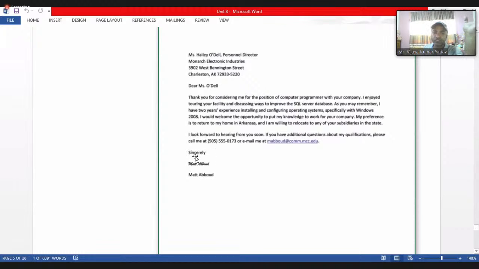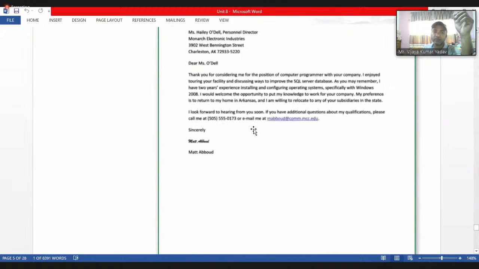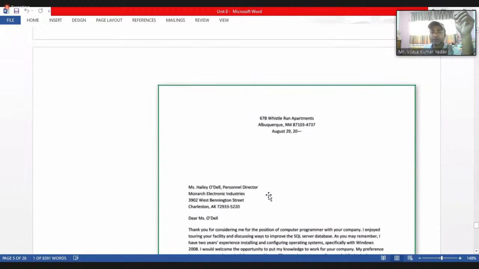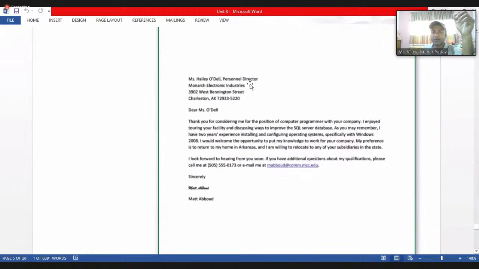Sincerely, and below sincerely, a 2-line gap. In the 2-line gap you will do the signature, and then below the signature you will write your name, and then you can leave a 2-line gap and close the box. So you have more gap given, a 2-line gap, and close the box. Okay, did you understand this? Yes, sir. Clear, sir.